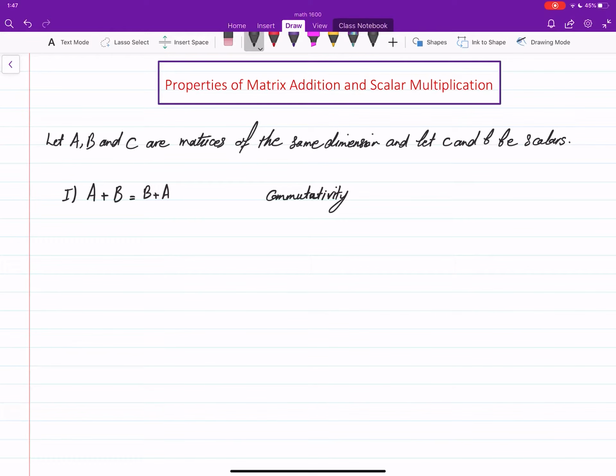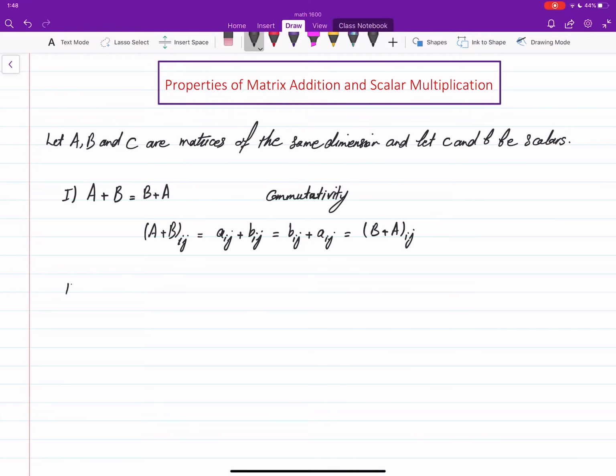And to see how this is possible, everything is because these two operations are done entry-wise. If you're looking for the ij entry of this, this is basically the ij entry of the first and then the ij entry of the second. But these are just two numbers, and in numbers we know that we can switch the order, so I can write this in a different order. And this is the same thing as the entries of B added to A at the position ij.